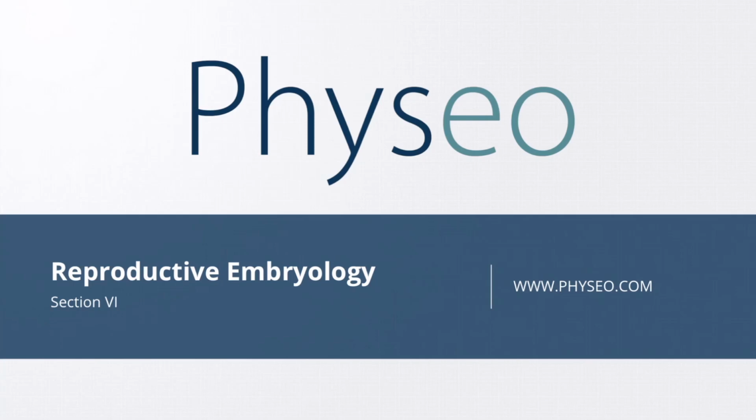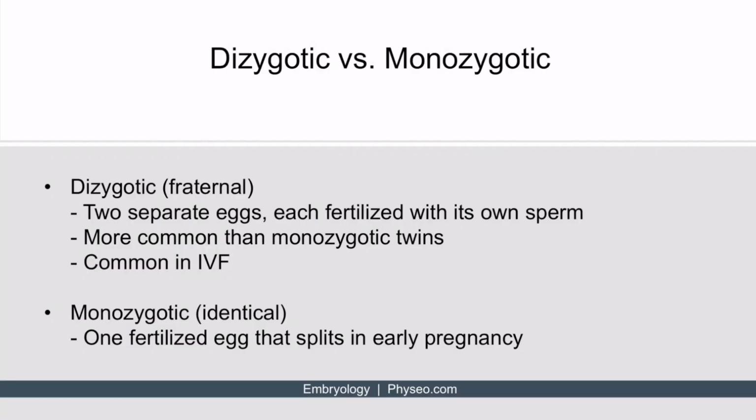Welcome to section 6 of reproductive embryology. In this section, we'll be discussing twinning. Let's get started. There are two different types of twins that can arise during pregnancy.